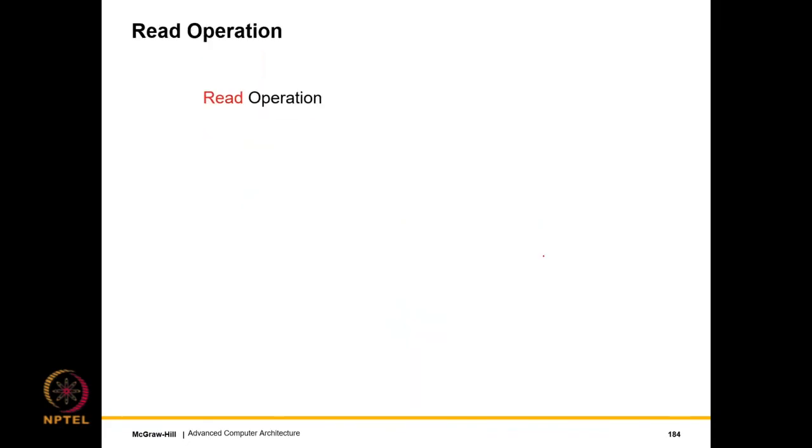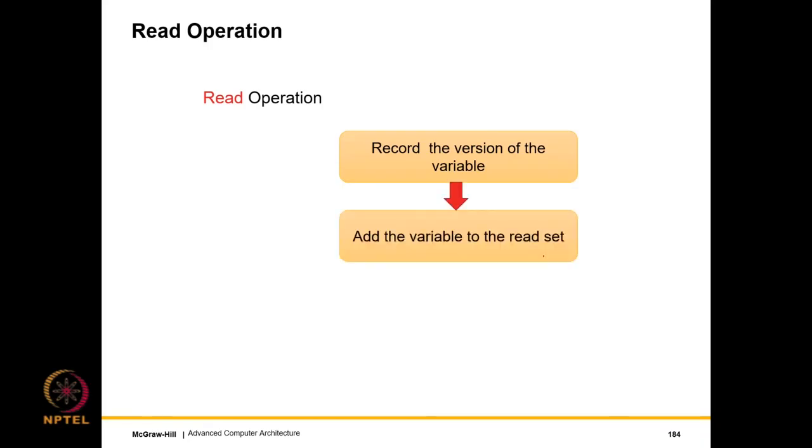So this is what a read operation would look like. When we read, we record the version of the variable. So we record in our read set what version of the variable we have read. We add the variable to the read set, and then we read the value. It's as simple as that. So reading in this case is an ultra fast operation, where all that we do is record the version, put the variable in the read set if required, and return.